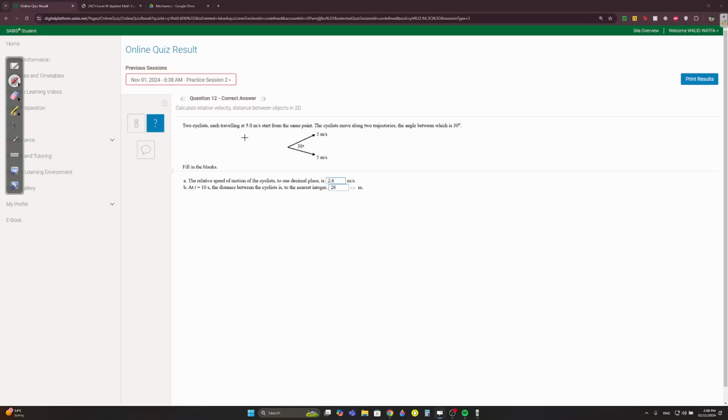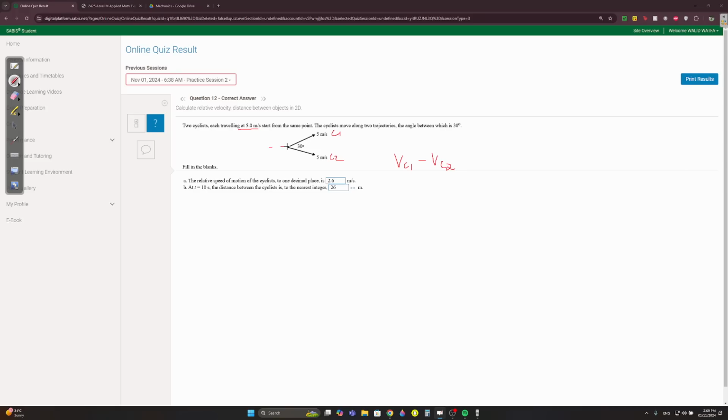Okay, this one: two cyclists, each traveling at 5 meters per second from the same point. The cyclists move along trajectories, the angle between which is 30 degrees. The relative speed is what? Okay, the relative speed of motion. Let's say this is cycle 1 and this is cycle 2. The relative velocity between them is V cycle 1 minus V cycle 2.